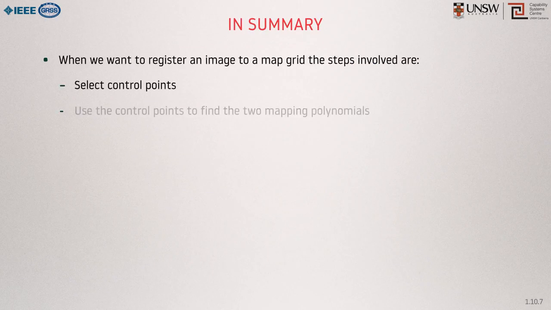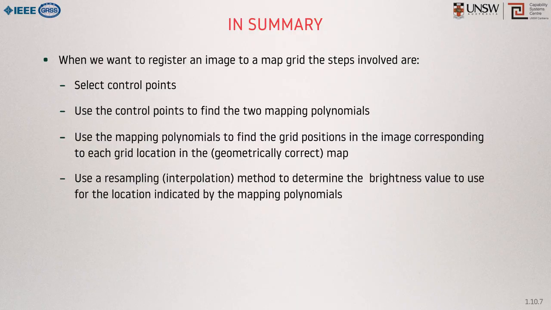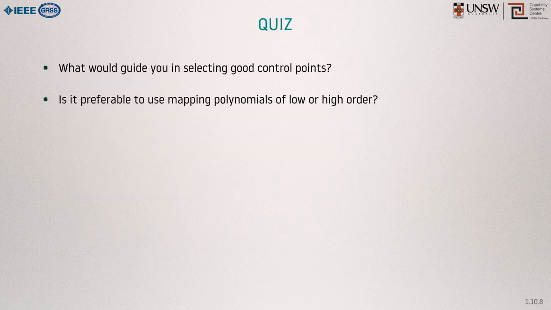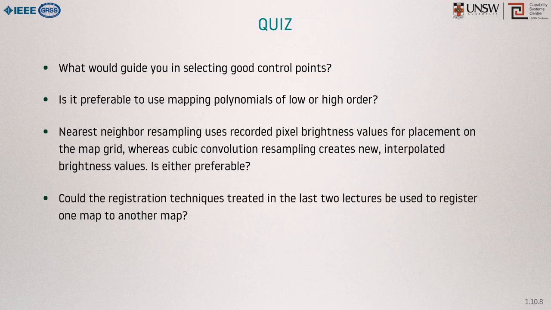As seen in this summary, the process of registering an image to a map in order to remove geometric errors is often called geocoding or sometimes georeferencing, because the pixels can now be represented by their map coordinates, latitudes and longitudes, rather than by the original row and column numbers. The questions here ask you to think about some practical aspects of using ground control points and mapping polynomials for geometric correction. Please give them serious thought because they will feature strongly in the next lecture.